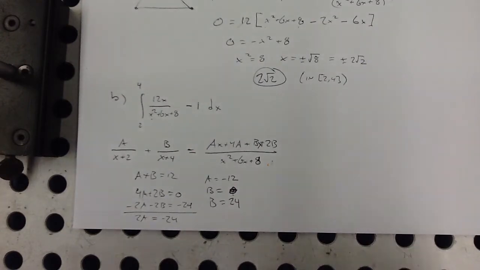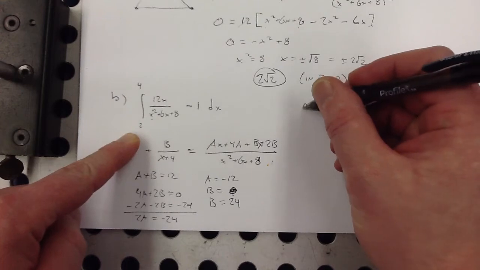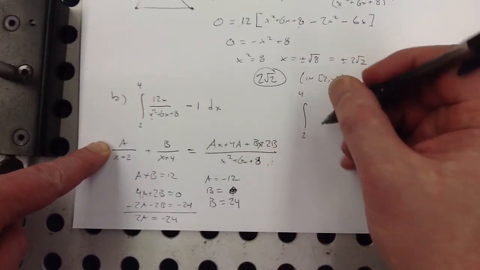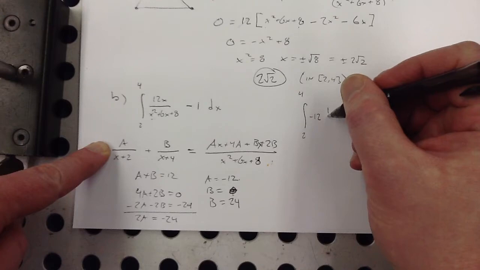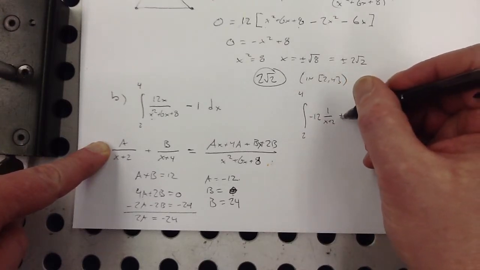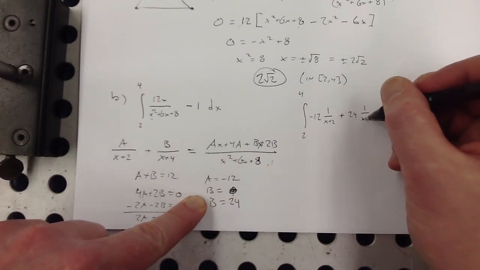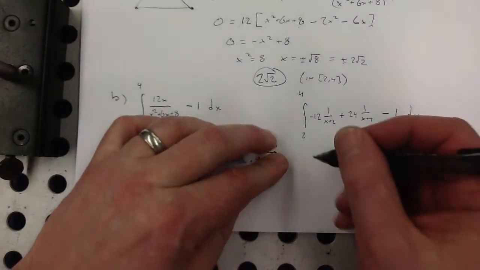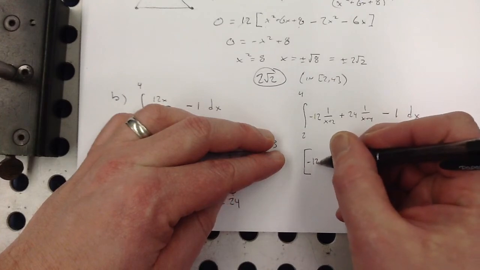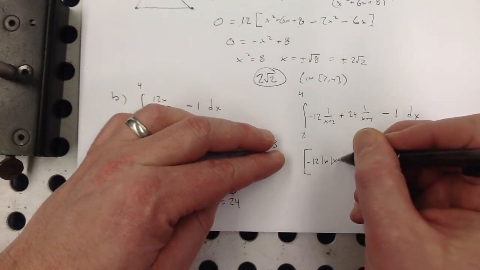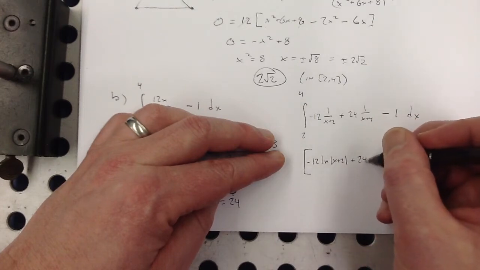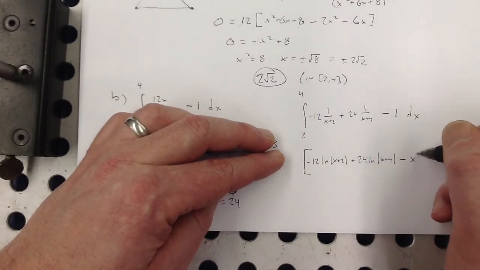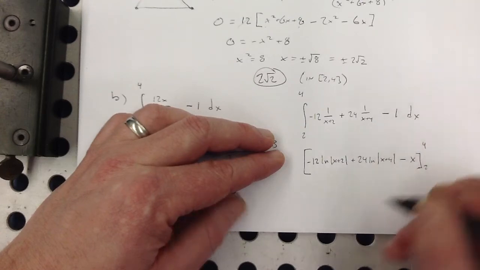Okay, that's better. So my integral now turns into the integral from 2 to 4. The coefficient here, a, is negative 12, so that would be negative 12 times 1 over x plus 2 plus 24 times 1 over x plus 4 minus 1. Finding antiderivatives, that's minus 12 times the natural log of x plus 2 plus 24 times the natural log of x plus 4 minus x from 2 to 4.